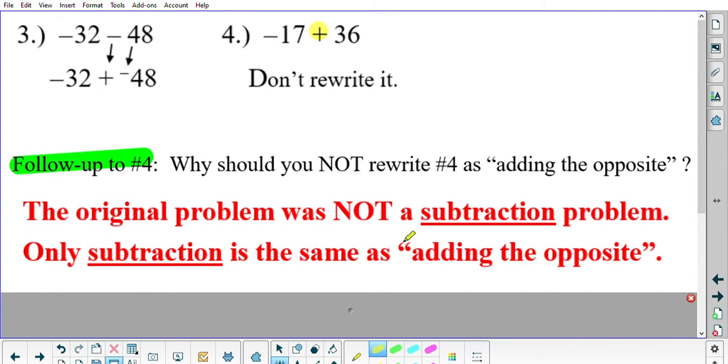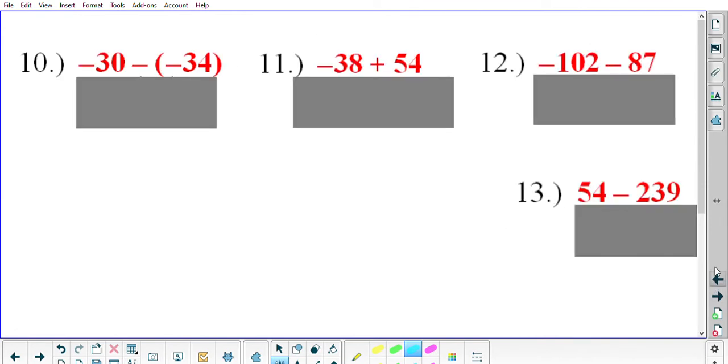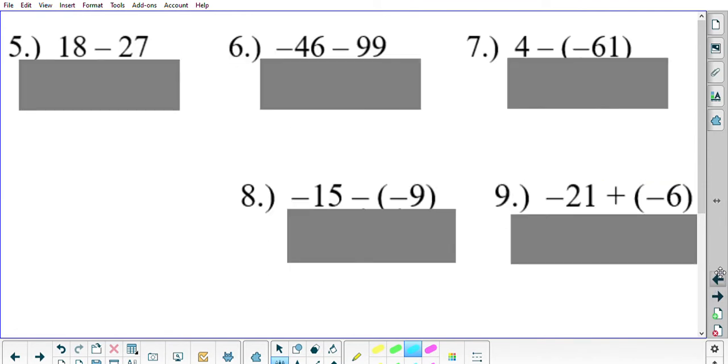And number 4 did not have a subtraction symbol in between. It had addition. The only ones that we are rewriting today to adding the opposite are the ones that have subtraction in between. All right, I hope I've clarified that. Let's do some of these problems together. Let's do numbers 5 through, let's do 5 to 9 together. All right, here we go.